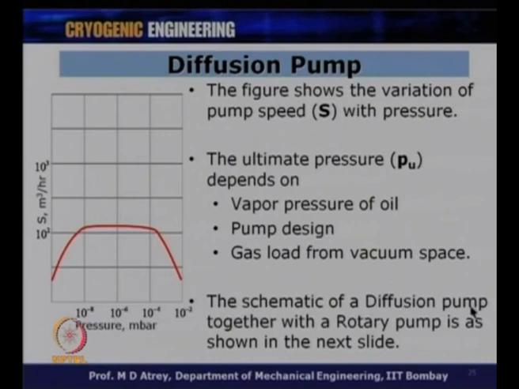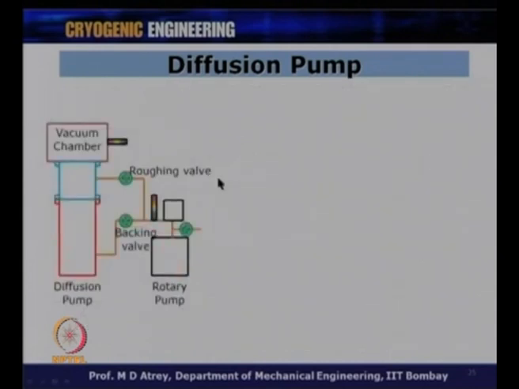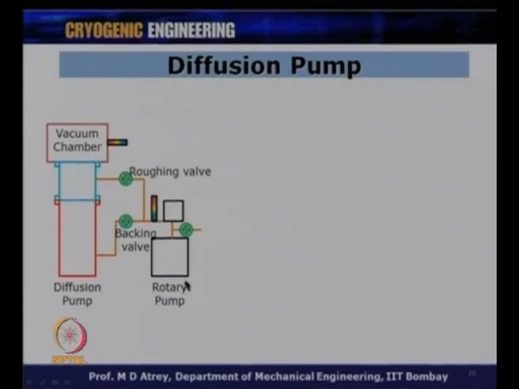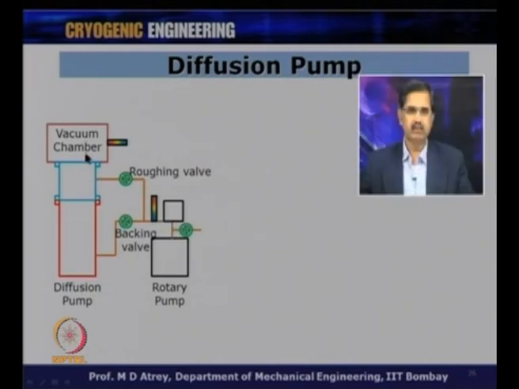The schematic of a diffusion pump together with a rotary pump is as shown in the next slide. So, how does it work? Because it has to work with a backing pump, and one can see a schematic. This is my vacuum chamber to be vacuumed, this is the diffusion pump, and this is the rotary pump. The rotary pump is connected directly to the system to be vacuumed through this roughing valve, and also it is connected to the diffusion pump through a backing valve.